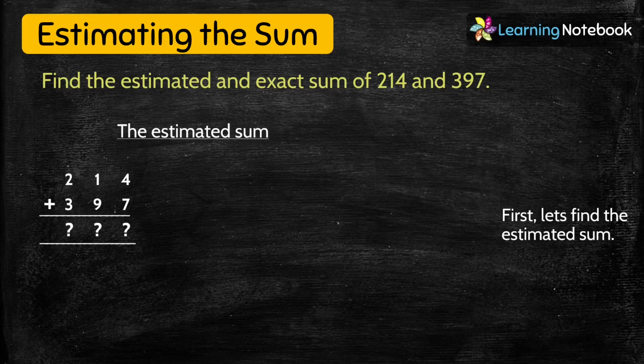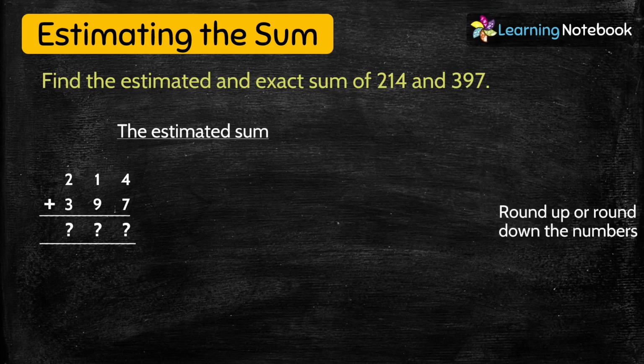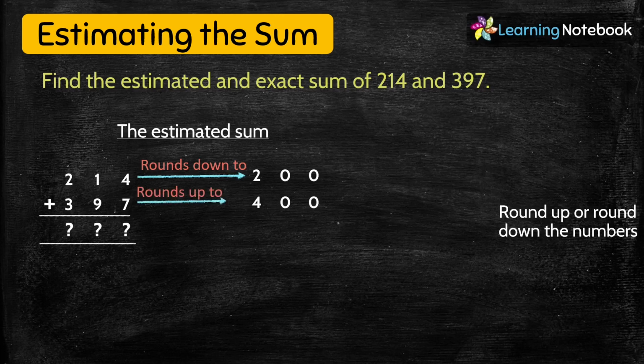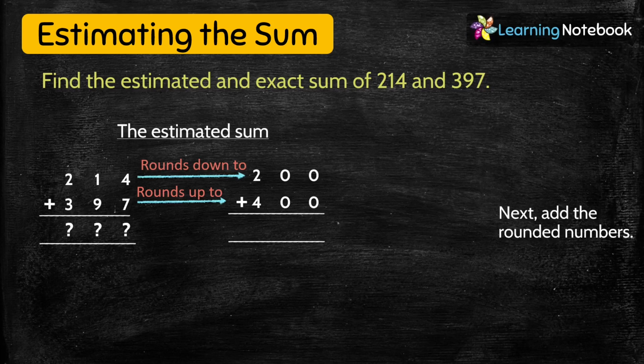To find the estimated sum, we will round off the given numbers. So 214 rounds down to 200 and 397 rounds up to 400. Now let's add these two rounded numbers. 0 plus 0 is 0. Again 0 plus 0 is 0 and 2 plus 4 is 6. So estimated sum of these two numbers is 600.